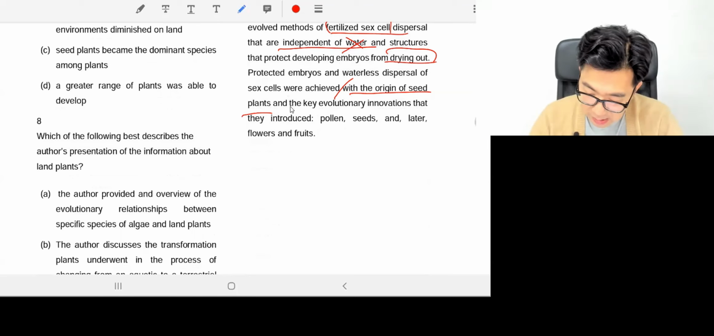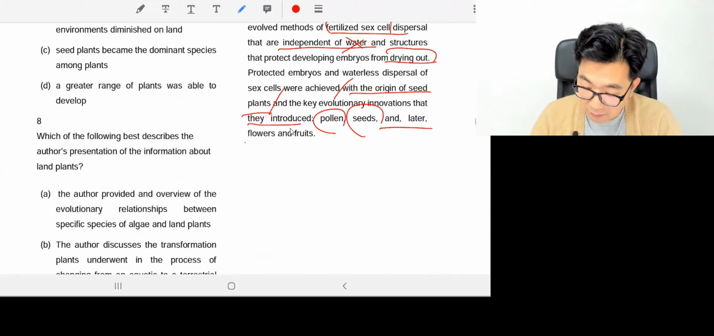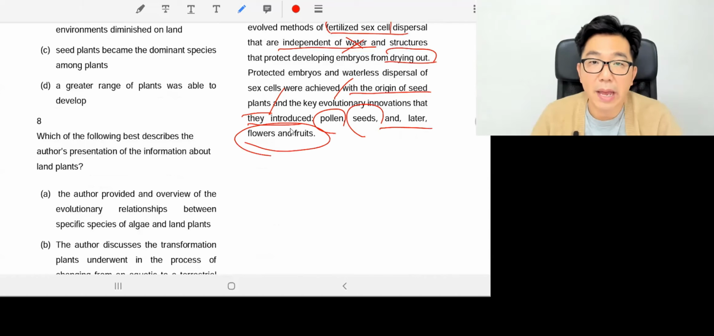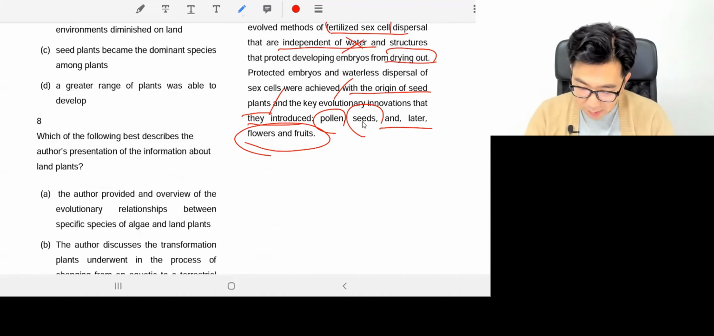And the key evolutionary innovation that they introduced was pollen, seeds, and later flowers and fruits, the way sex cells are dispersed for reproduction of new plants. Sounds obvious, but it's amazing new evolution, adaptation. Yeah, this was created through evolution. Wow. Okay, cool.